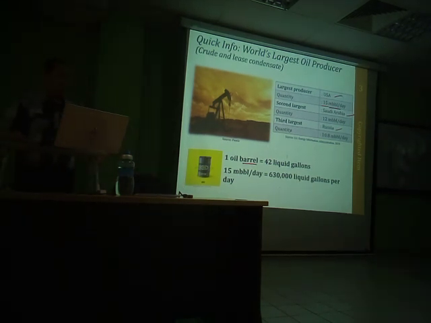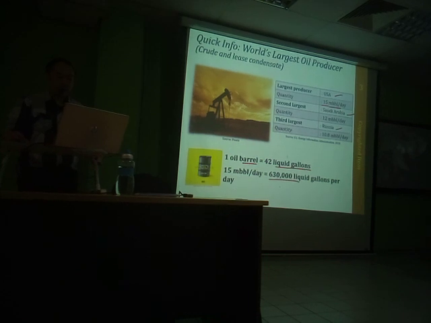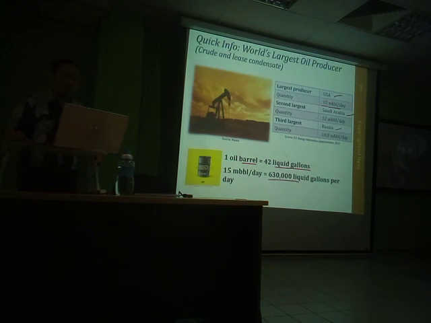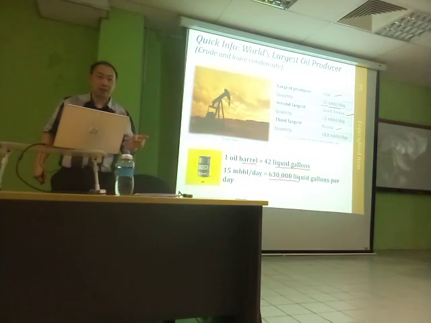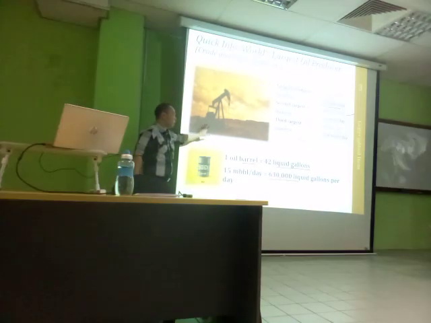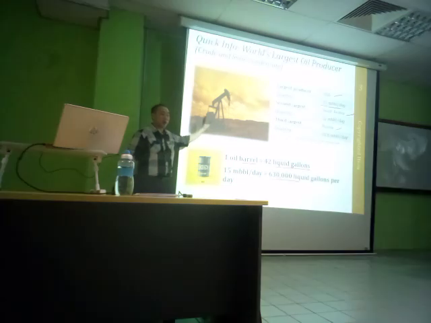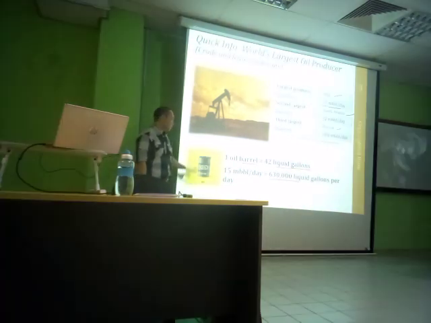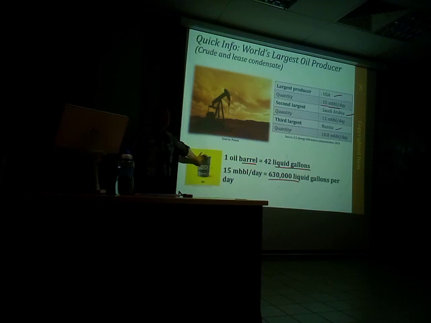One oil barrel contains 42 gallons of liquid. 15,000 barrels per day is equivalent to 630,000 liquid gallons per day. How many barrels do we need for this amount? 15,000. 15,000 barrels should be needed to contain the supply of oil from the US alone every day. You can imagine how many of these barrels should be needed. How massive the oil industry is. Okay? Correct.